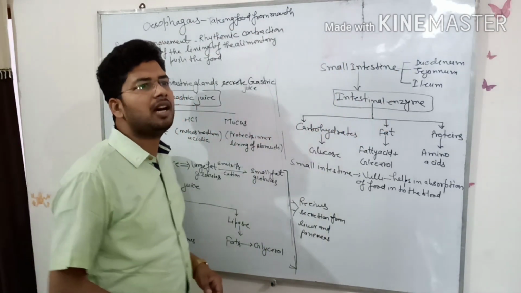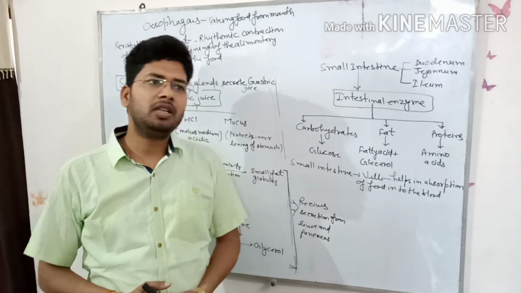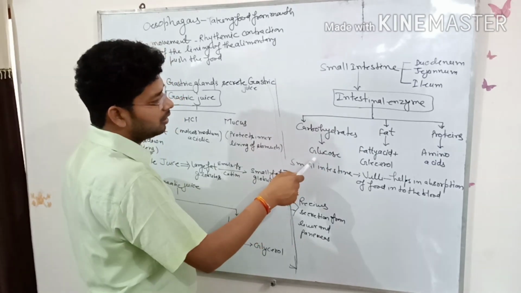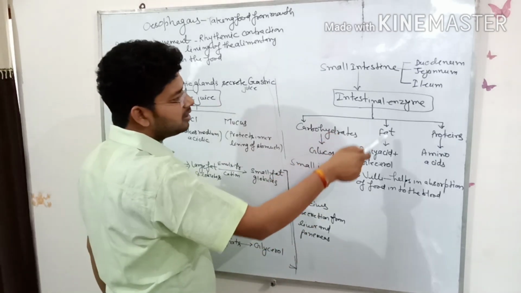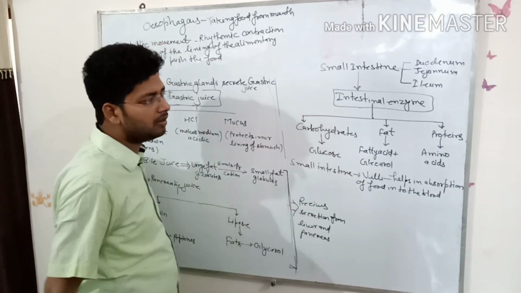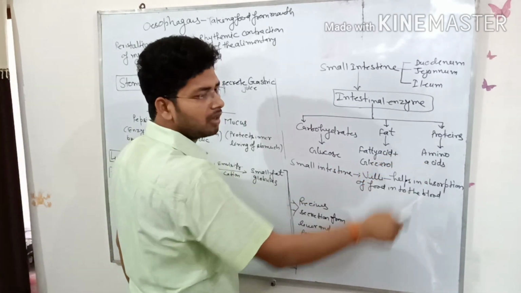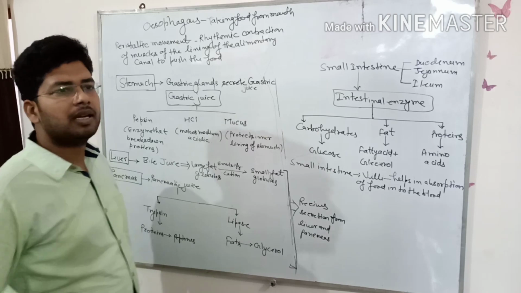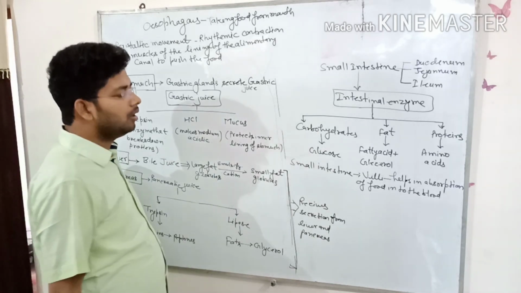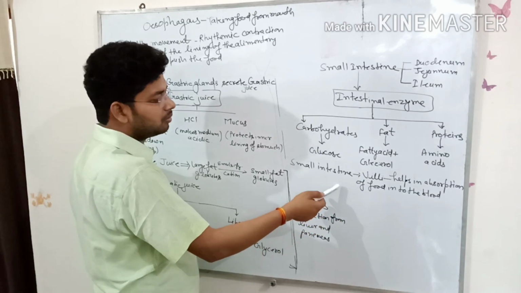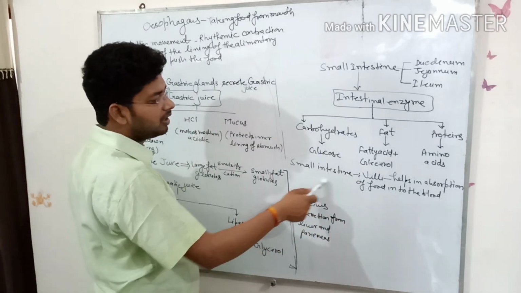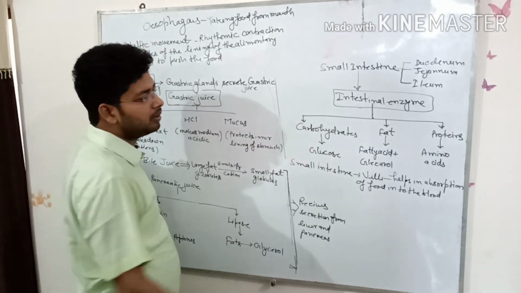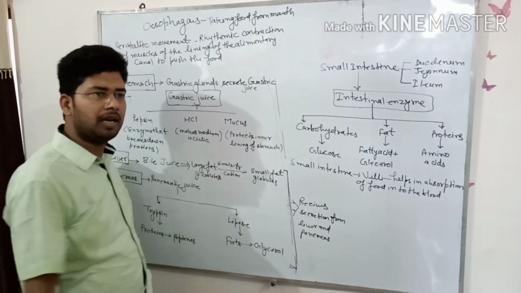The small intestine is the longest part of the alimentary canal, about 20 feet long in humans. By intestinal enzymes, carbohydrates are converted to glucose, fats are converted to fatty acids and glycerol, and proteins are converted to amino acids. After that, the further digested material reaches the duodenum, which has small, finger-like projections called villi, which help in the absorption of the food into the blood.